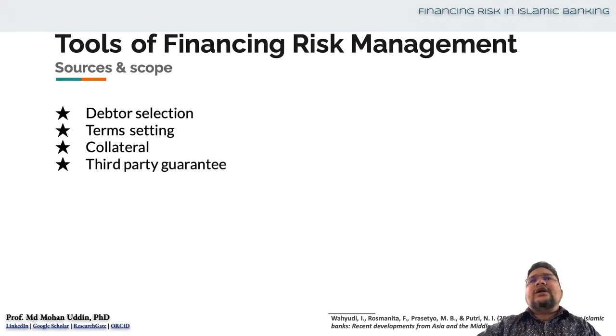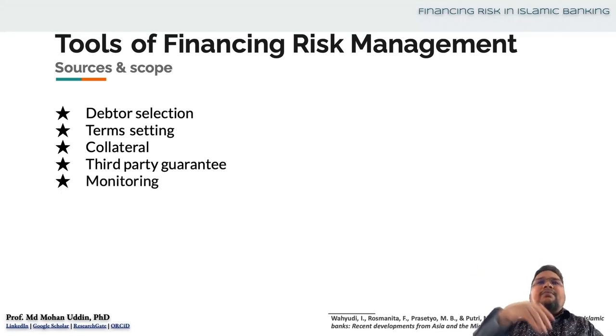And another tool is third party guarantee. You understand that the Islamic bank and the funding customer are the two parties, and the third party is another party who is credible, who is safe, and providing guarantee, so that if the customer does not pay appropriately, then the third party will pay. So that is another tool for managing the financing risk.